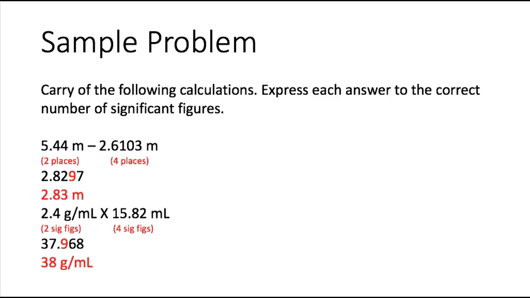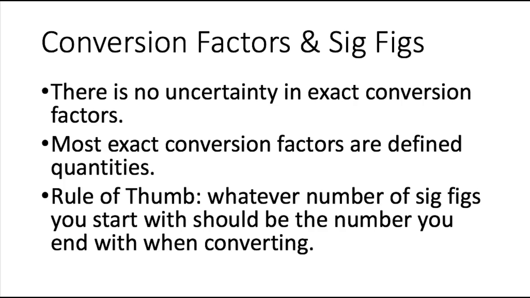Now, how does this work with conversion factors? Well, in conversion factors, there's no uncertainty because most conversion factors are defined quantities. So we'll use this rule of thumb. Whatever number of sig figs you start with, you should have the same number when you end when you're converting. So we're not counting how many sig figs are in each conversion factor, but how many are in the quantity that we're given, and then our answer should have that same number of sig figs.